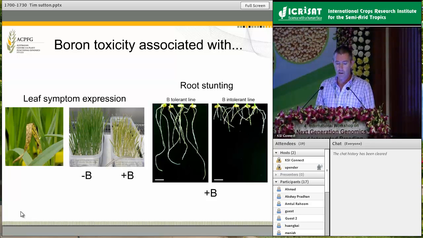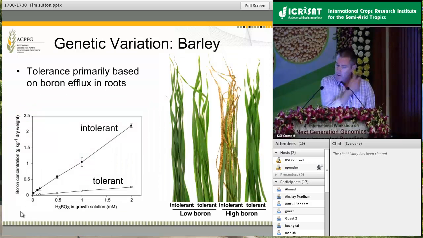So just quickly, in barley there is great genetic variation for this trait, and that's been the basis for all the mapping work that we've done.